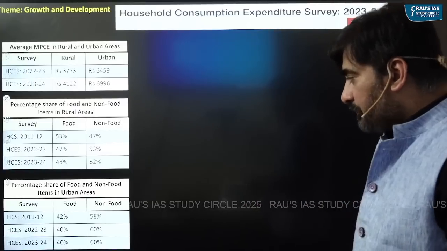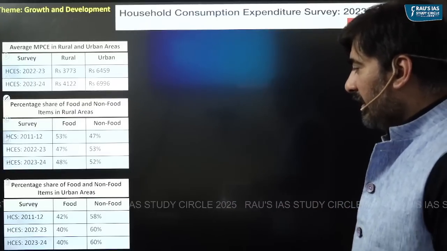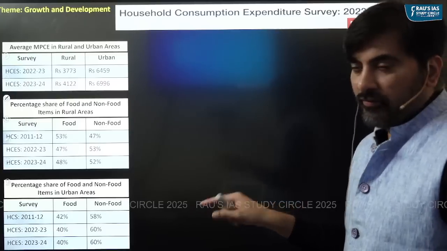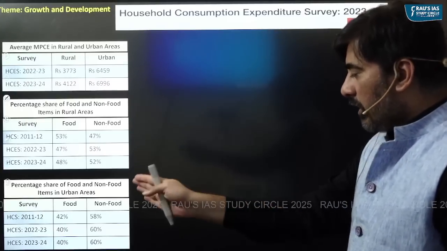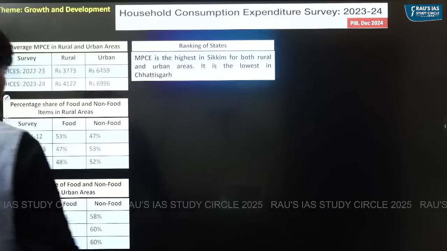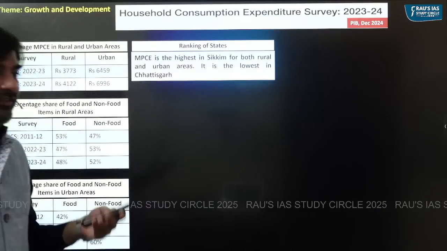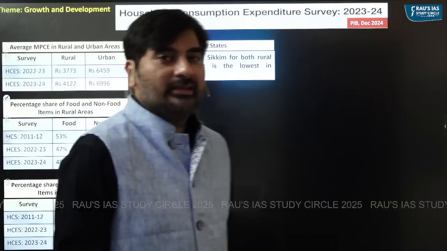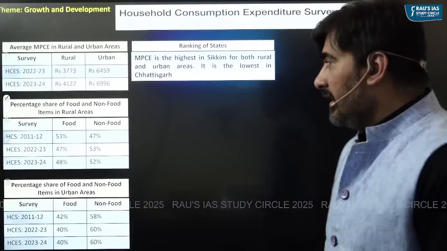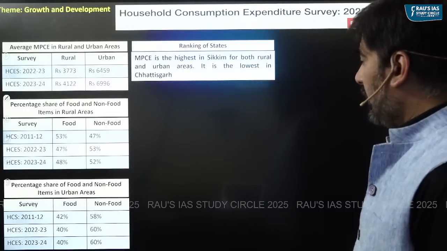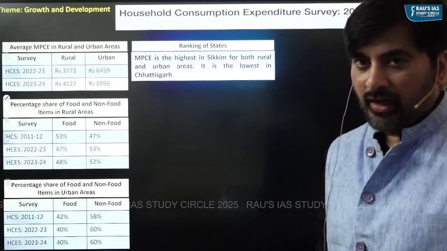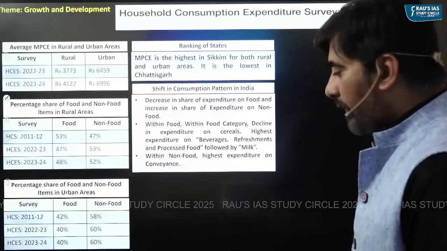With respect to urban areas also, can you see the weightage has got changed now, where in urban areas households are spending less on food and more on non-food. And if you rank different states in terms of their monthly per capita consumption expenditure, Sikkim is highest in both urban and rural areas, and Chhattisgarh is lowest in both urban and rural areas.